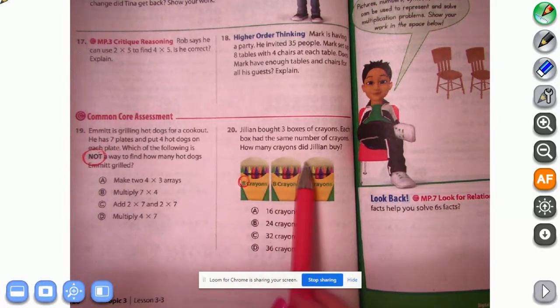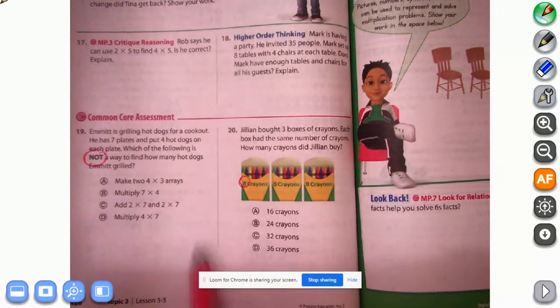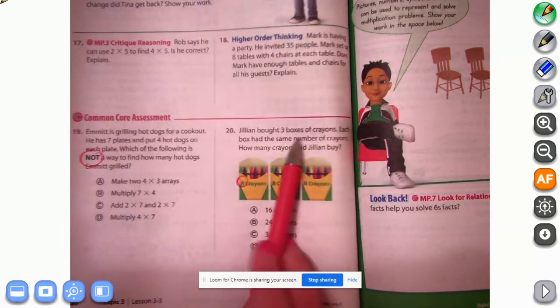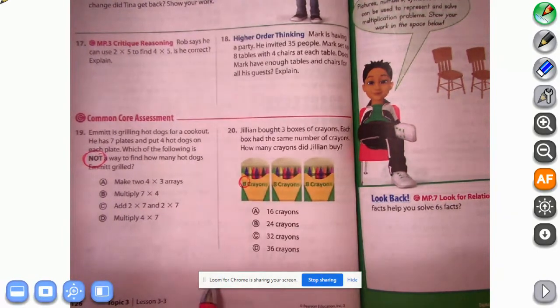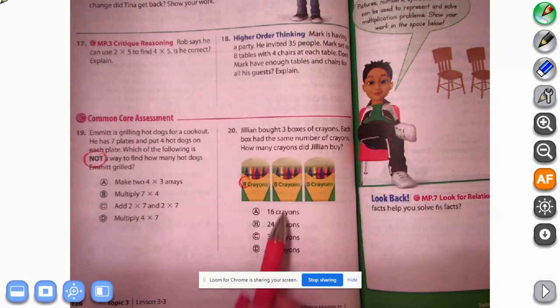How many crayons did Jillian buy? Okay, you can draw pictures over here of 3 boxes with 8 in each box or tally marks and count them up, and then which one is the correct answer. Okay?